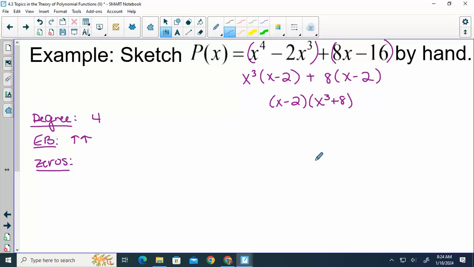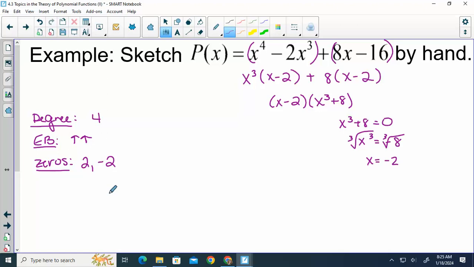Is that enough that we could get our zeros? Okay. So what would I have to do? What's my first 0? Okay, to get the other one, if you set x cubed plus 8 equal to 0, what's the cube root of negative 8? I mean, 2. Yeah, negative 2. Okay. This seems a little off though, doesn't it? Shouldn't we have 4 zeros?